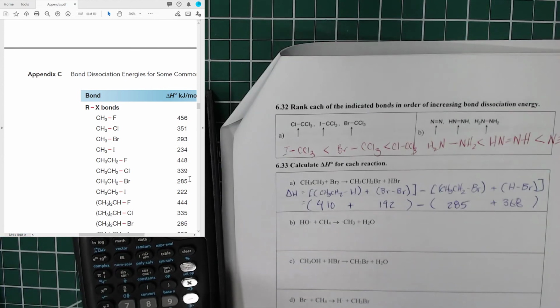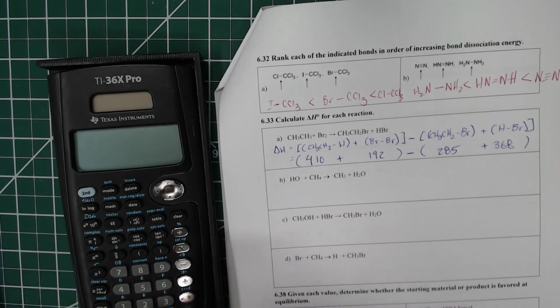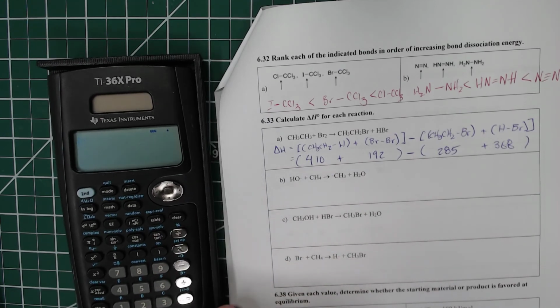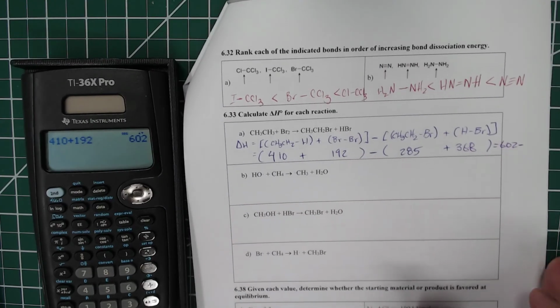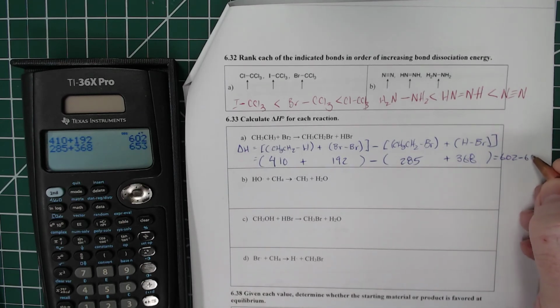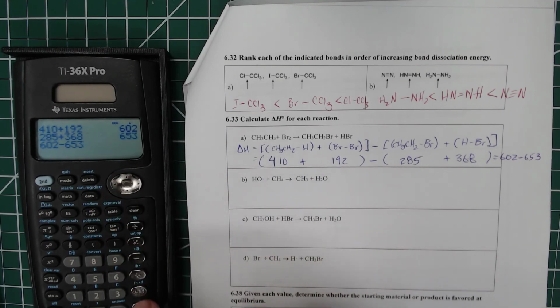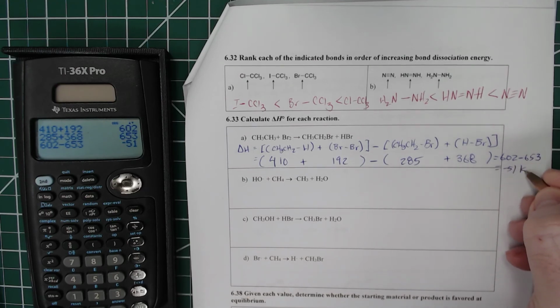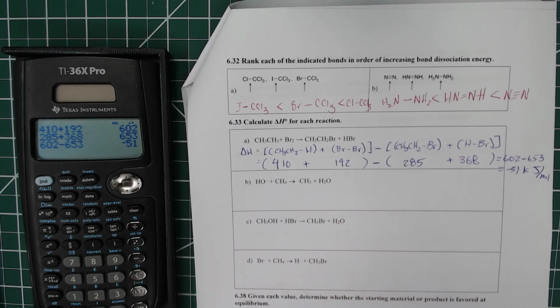All right, so to do this calculation, I'll get my calculator out. Okay, so 410 plus 192. All right, and that's 602 minus, we'll do the sum of this, so 285 plus 368, and that gives us 653. So 602 minus 653 gives us negative 51. So negative 51 kilojoules per mole. So we would predict that one is going to be exothermic.